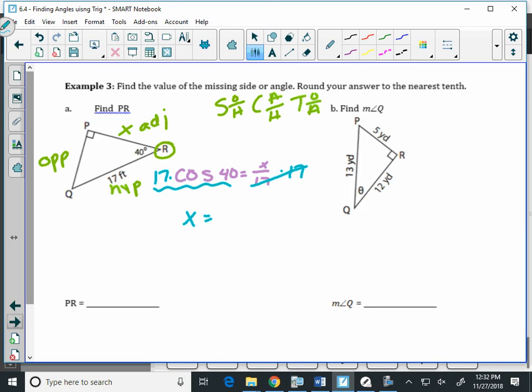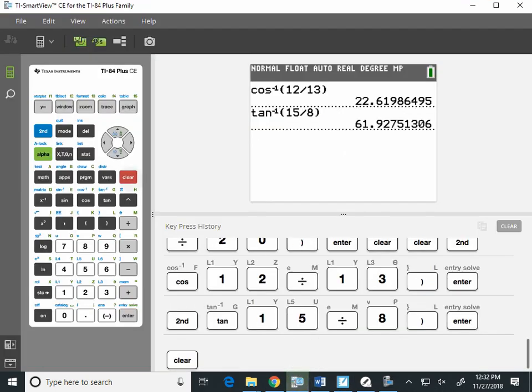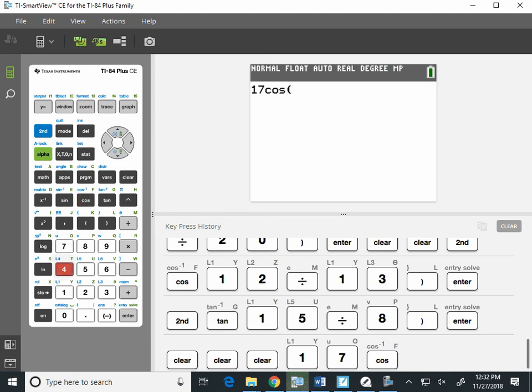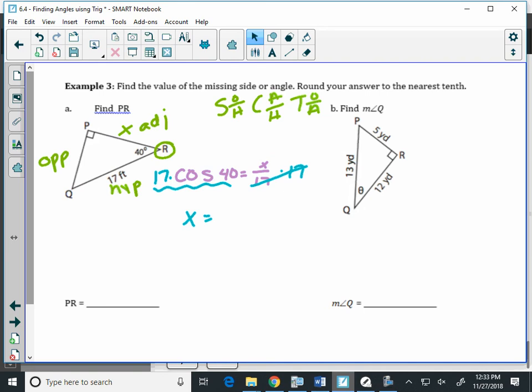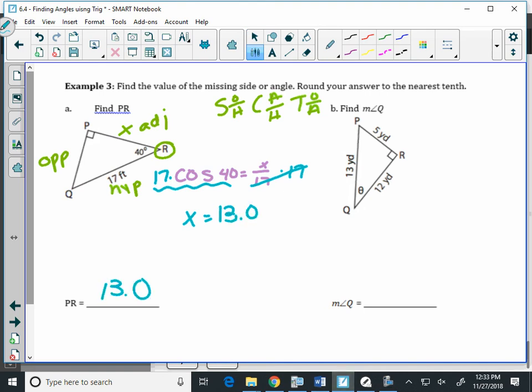17 cosine 40. You don't have to hit second. You just do 17 cosine 40. And you should have got that. So rounding to the tenth would be 13 point what? 0. You have to put that 0 there to show that you rounded. I know it's silly, but it shows that you rounded and it's not exactly 13, so by putting 13.0, you're showing that.